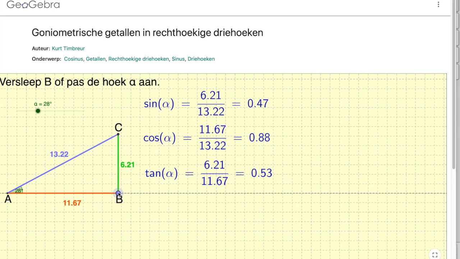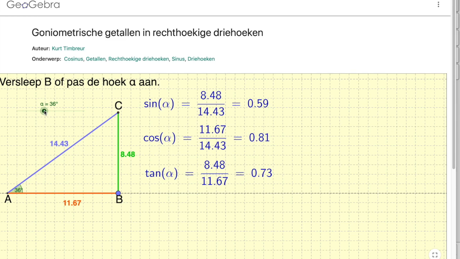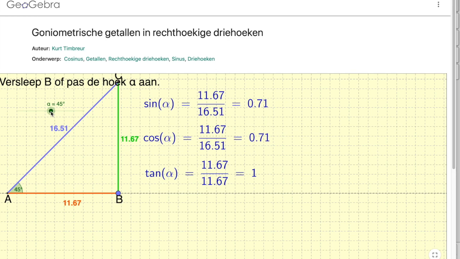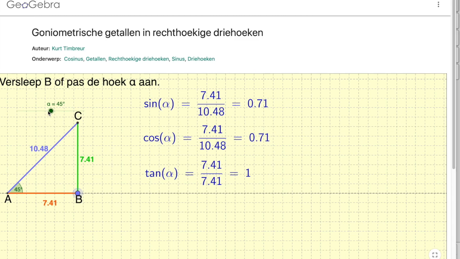And you see it's not changing, although when I'm changing my C, over here, when I'm changing the length of BC, that means that the ratio between the opposite line and the adjacent line is going to be different. And you see that my tangent is increasing. So as my opposite line is increasing, my tangent is increasing. And that's normal because I'm dividing my opposite line by a smaller number.